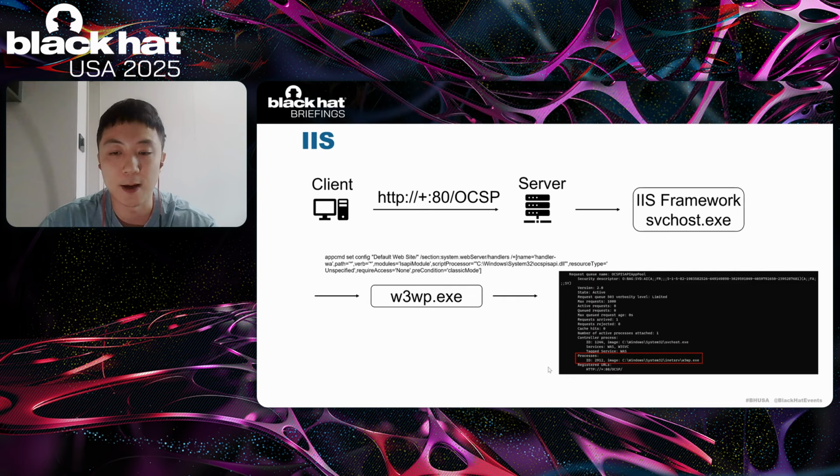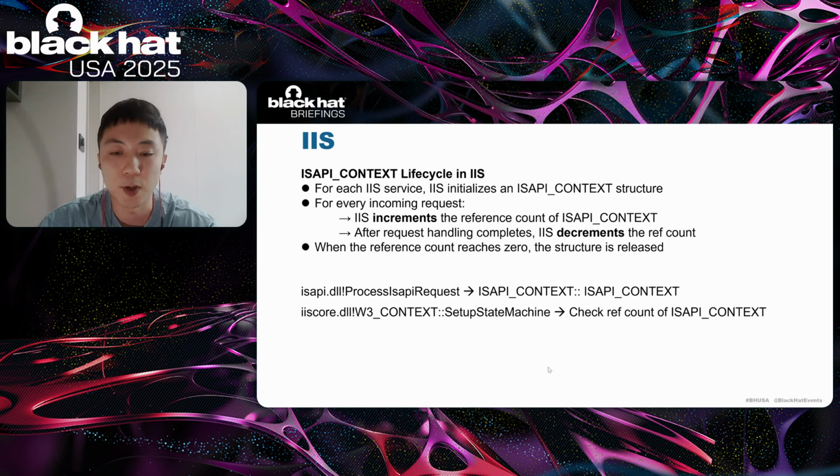For services running on IIS, when a client sends an HTTP request, IIS uses a command to start the W3WP process for the corresponding service. Once the service is running, we can also see its process via netsh. In this process, a very important data structure is the IIS API context. For each service on IIS, when the W3WP process is created, an IIS API context structure is also created. When the IIS service exits, the IIS API context structure is released.